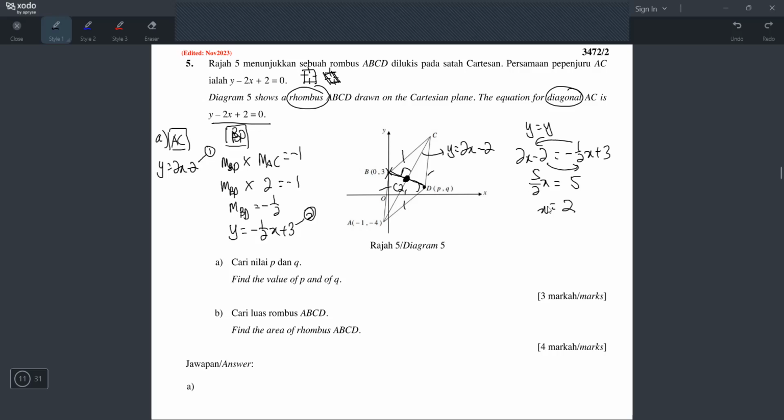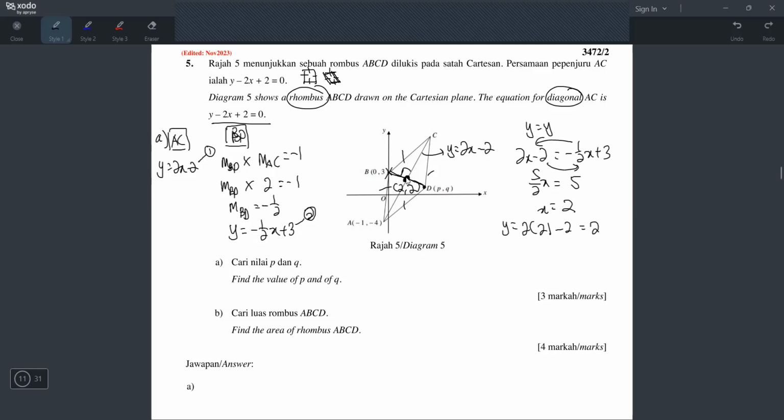And now how to find the y coordinate? You will just substitute inside equation 1 or equation 2. Let's substitute into equation 1, 2x minus 2, this is 2, and then you end up with 2 times 2, 4, 4 minus 2, 2. So now we already know this point. This intersection point is (2, 2). And now I can find point D easily, right?